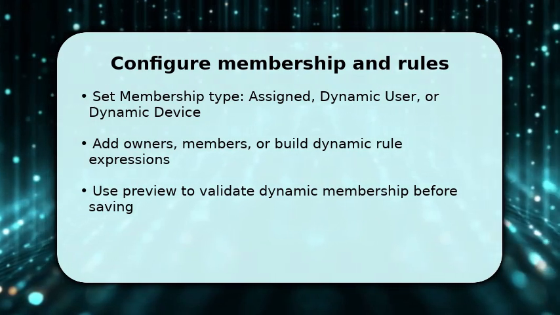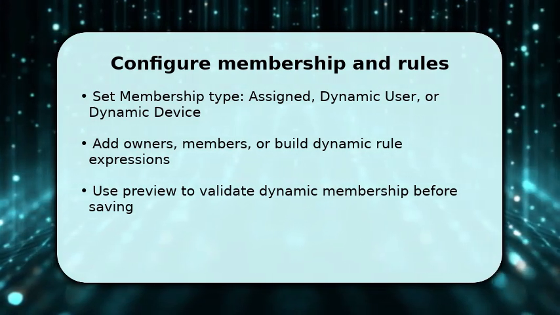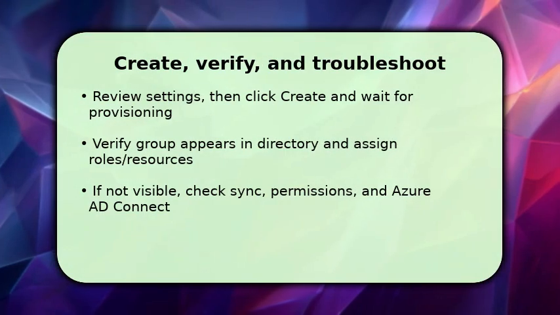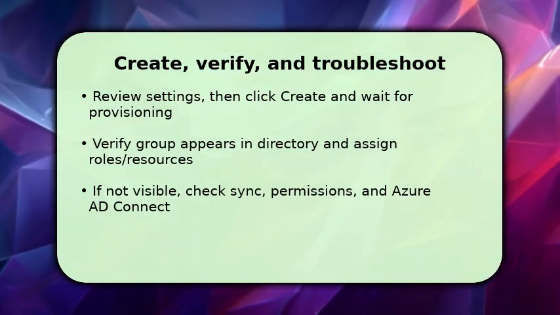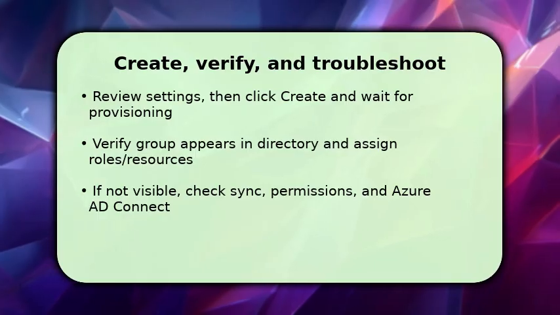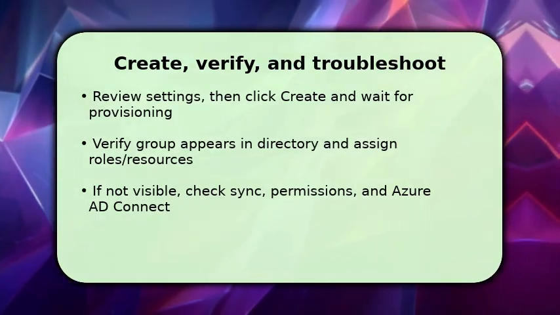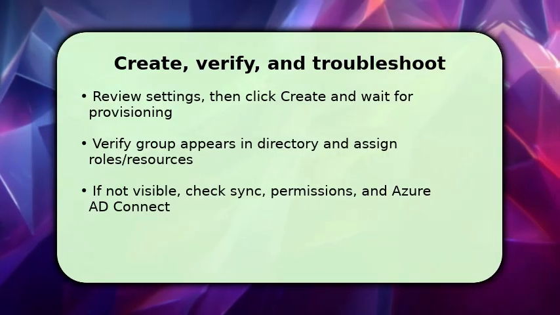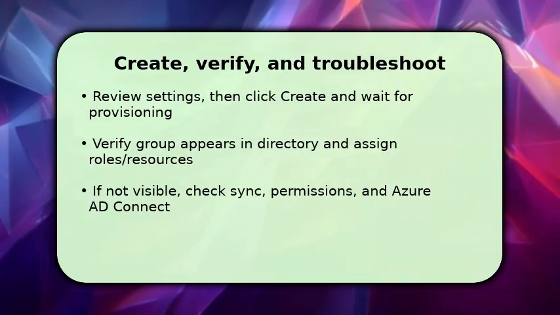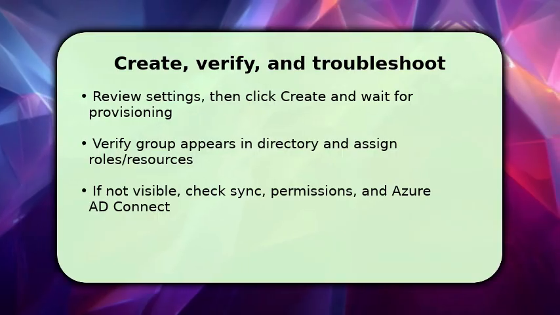step. You finish by reviewing all fields for accuracy, then click Create and wait for the provisioning to complete. Once created, verify the group appears in Azure Active Directory, confirm owners and members, and assign any RBAC roles or resource access required. Test membership effects by logging in as a sample user.